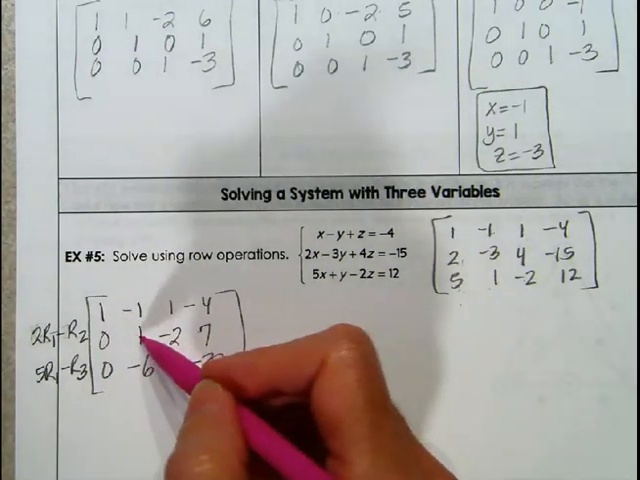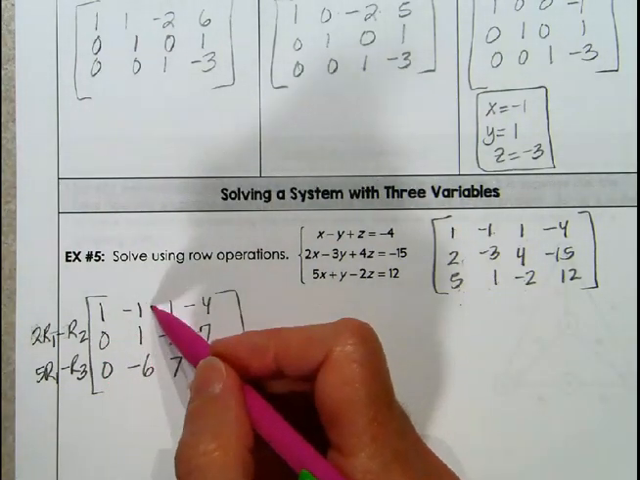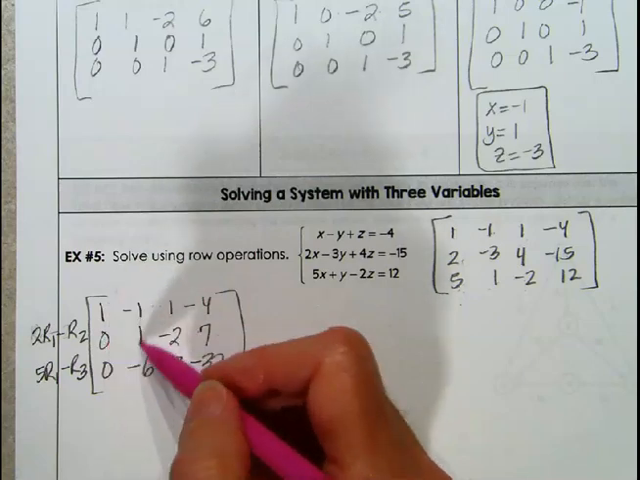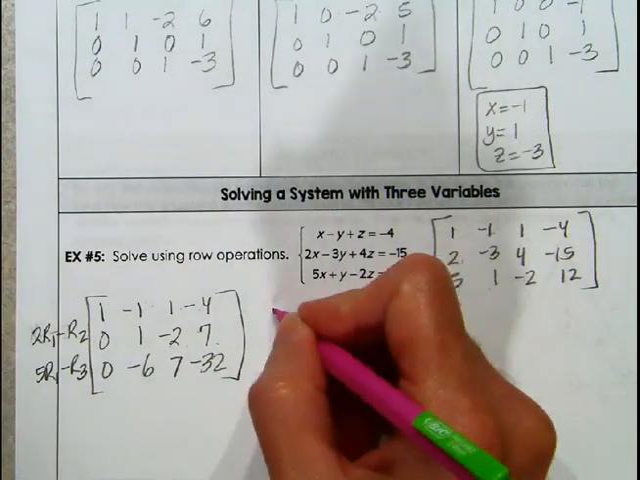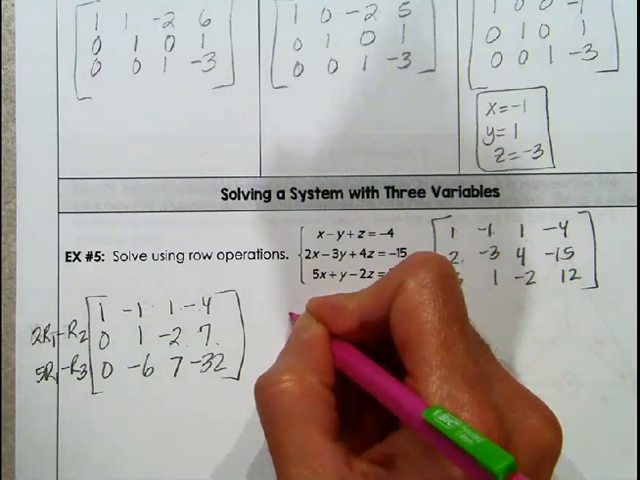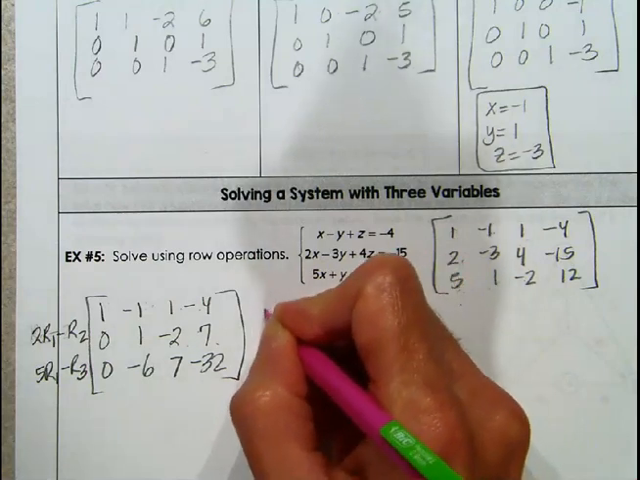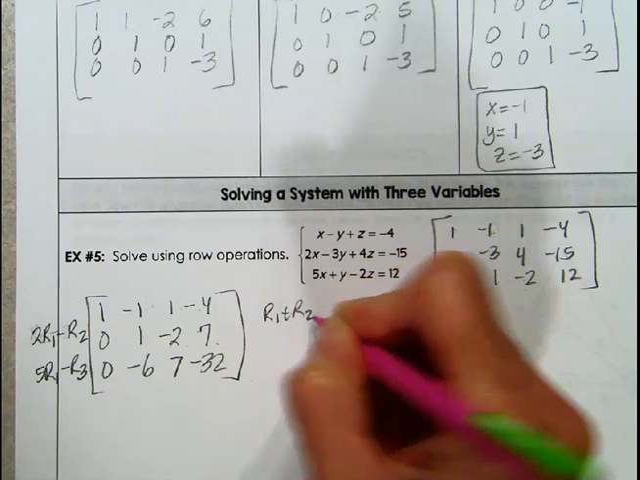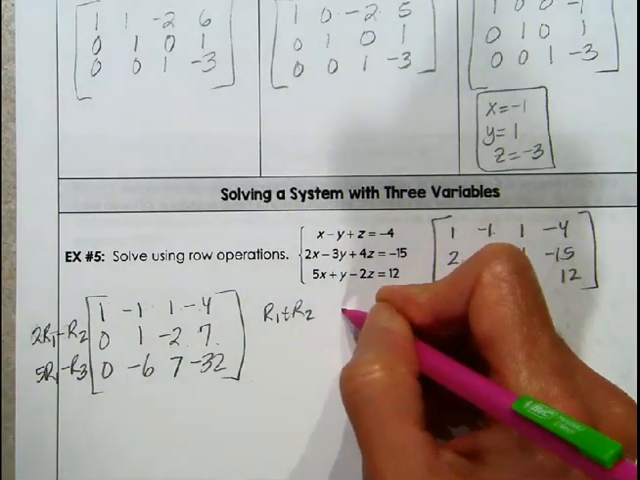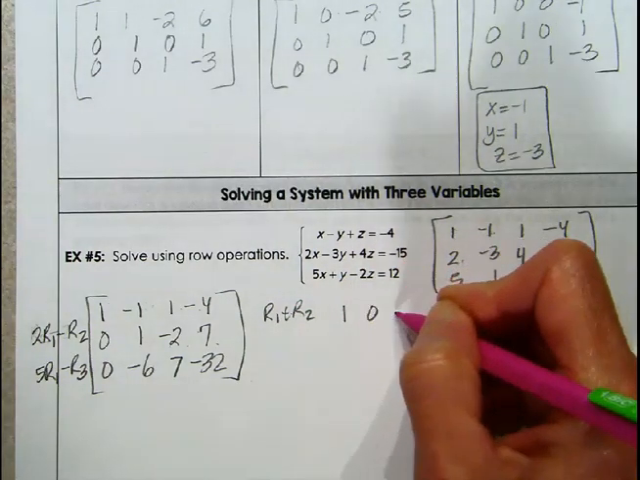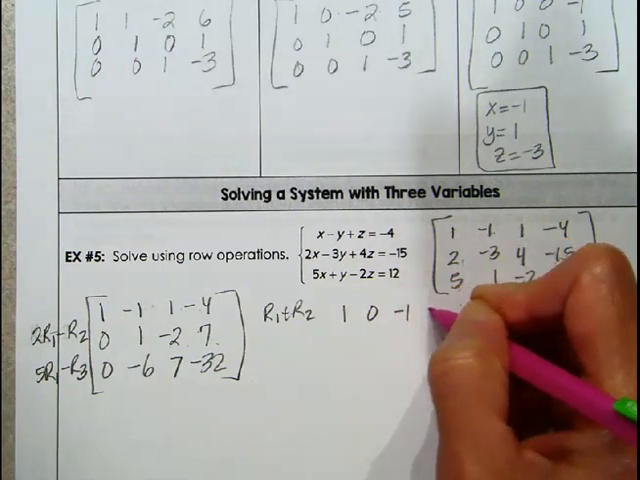So next step, I need a 1 here and zeros here. Well, I can add these two rows together, right? Just to get that one, so yay, let's do that. So the first row, I'm going to say row 1 plus row 2. So that gives me 1, 0, negative 1, 3.